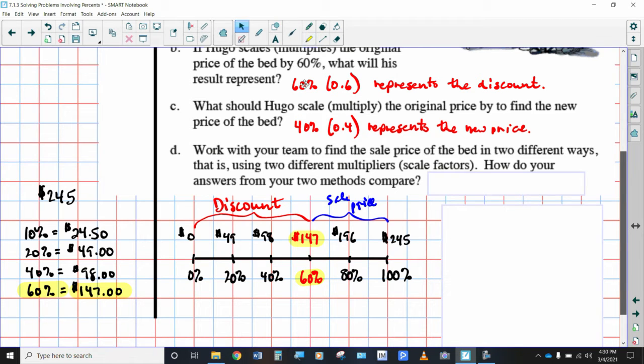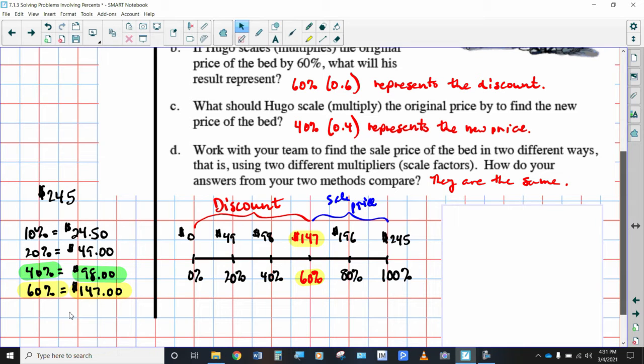If the discount is 147 and the regular price was 245, I guess that must mean that we're paying 40%, which would be the $98. So, wait, how do you know the, oh, I see what we're saying. It says, how do you know the answers from your two methods compare? Maybe I should read this. I'm getting really confused. Work with your team to find the sale price of the bed in two, oh, that's the part I skipped, in two different ways.